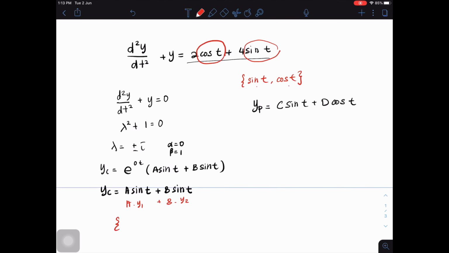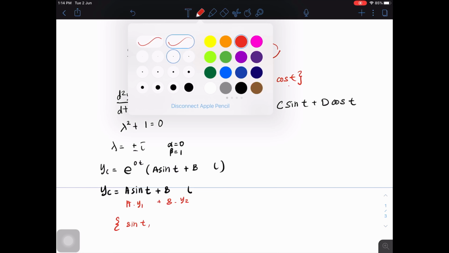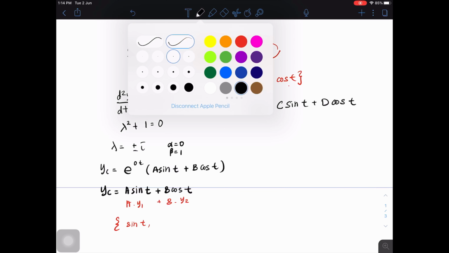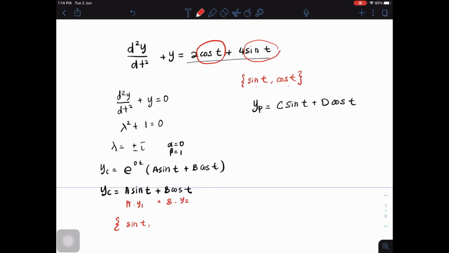So the y1 and y2 for yc is sine t, and sorry, this one is cos t. Okay, so the y1 and y2 for your yc is sine t and also cos t. Same goes to your yp. So this one is c times y1 plus d times y2. So when you list down your y1 and y2, you will get sine t and also cos t.